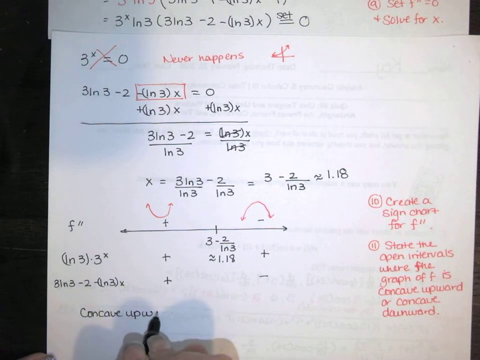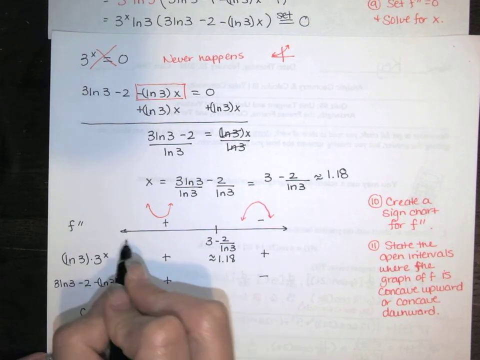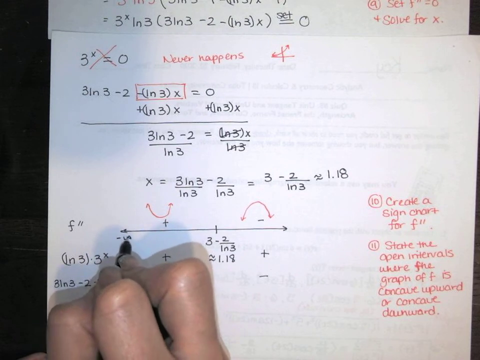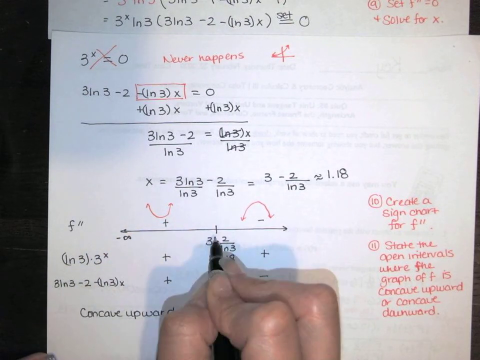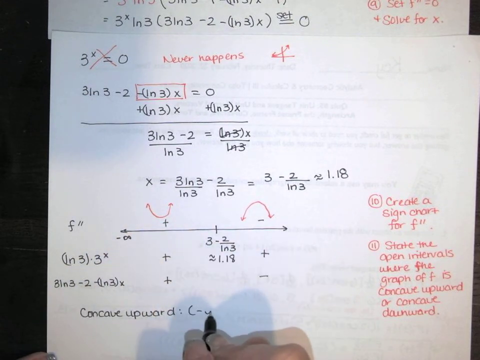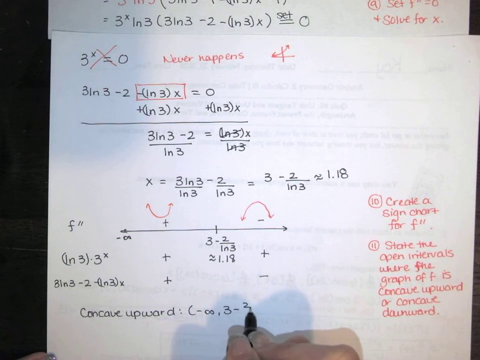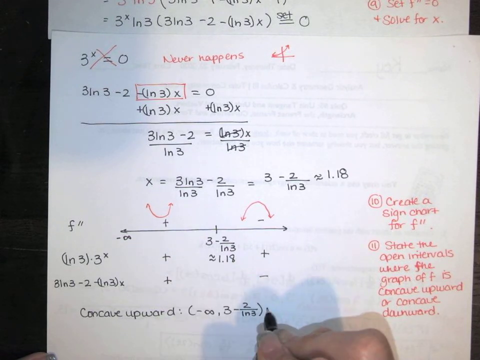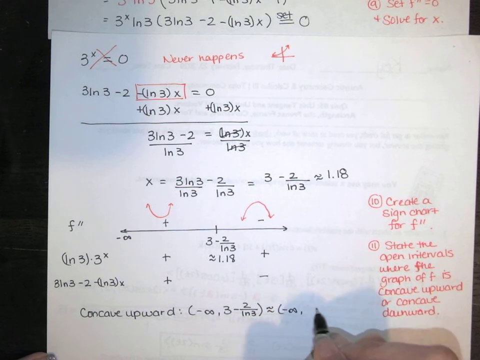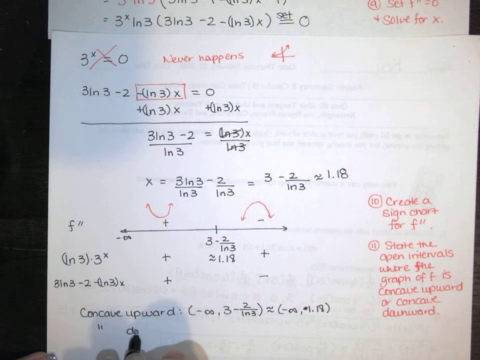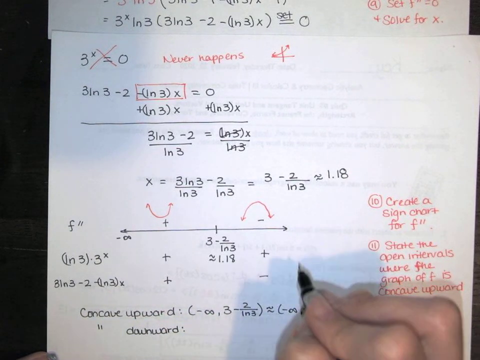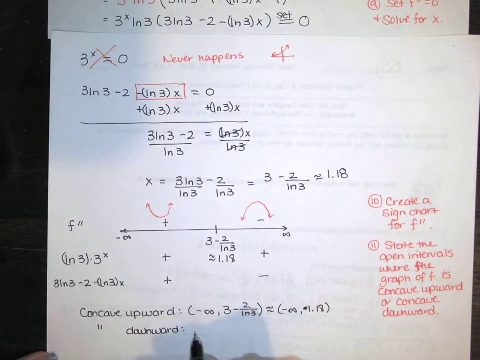The graph is concave upward on this interval. Remember, on the far left, we're going from negative infinity to that point. So the graph is concave upward here, and that's approximately the interval from negative infinity to positive 1.18. And the graph is concave downward on this other interval, from the critical point to infinity.